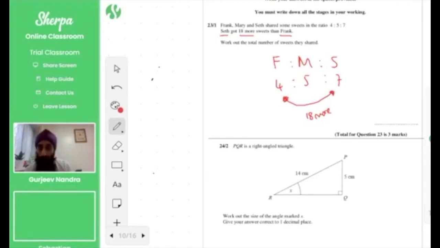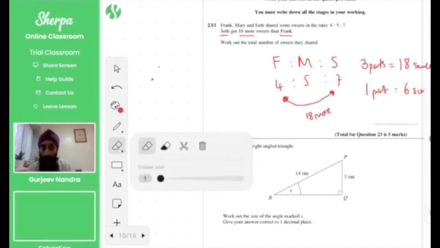Frank has 4 parts of the ratio and Seth has 7, so the difference here is 3 parts. That 3 parts represents those 18 additional sweets that Seth has. So since 3 parts represents 18 sweets, 1 part must represent 18 divided by 3, which is 6 sweets. Since 1 part is 6 sweets, we can then work out how many sweets each of them have.